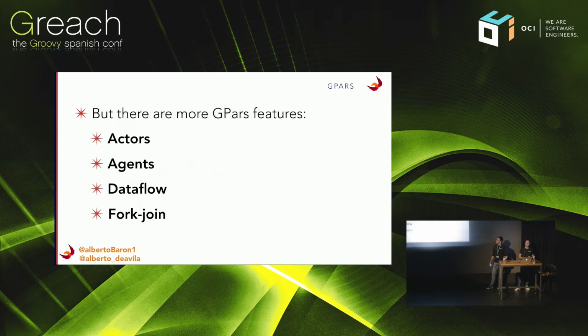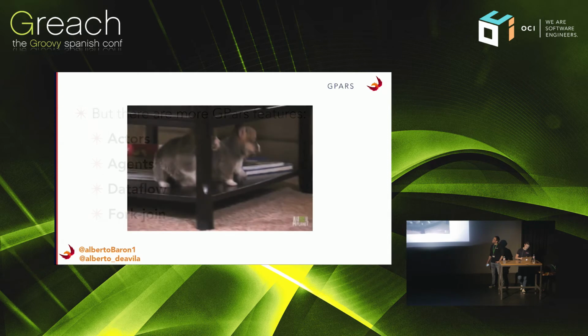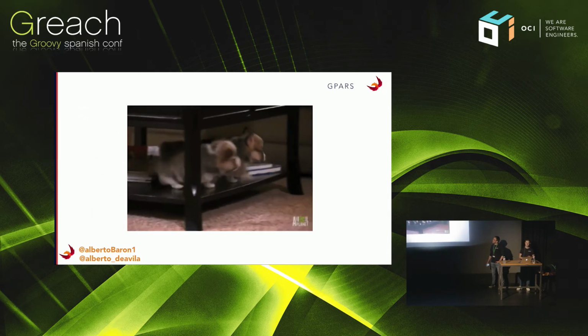But GPars has more features. For example, actors, agents, dataflow, fork join. If you want to know more about GPars, you can go to the official documentation or go to a talk from the past Greach from Alonso Torres that you can view on the YouTube channel of Greach and the slides on SlideShare. And that is a very, very interesting talk. So be careful with parallelism.